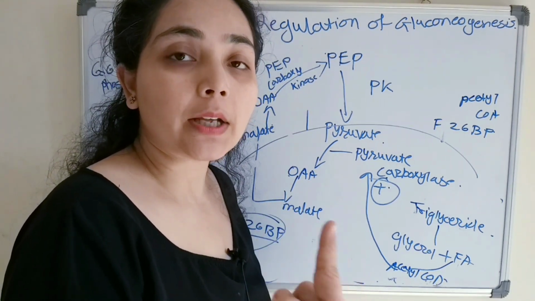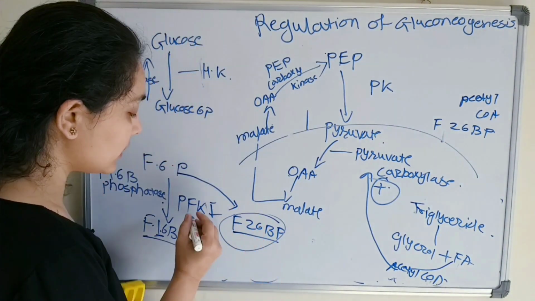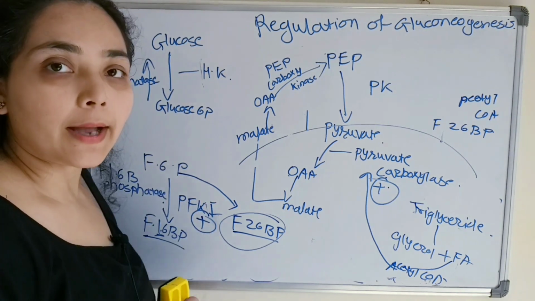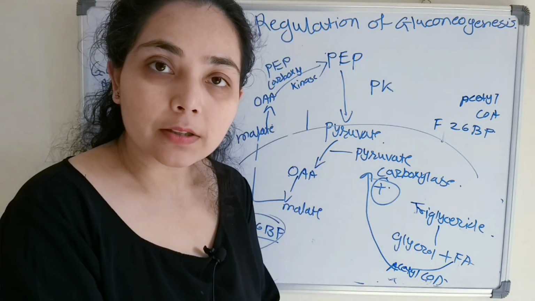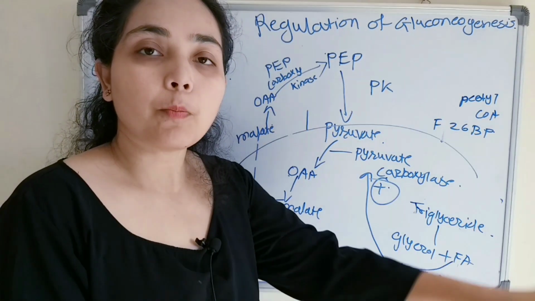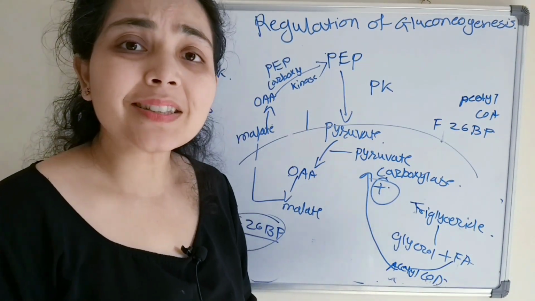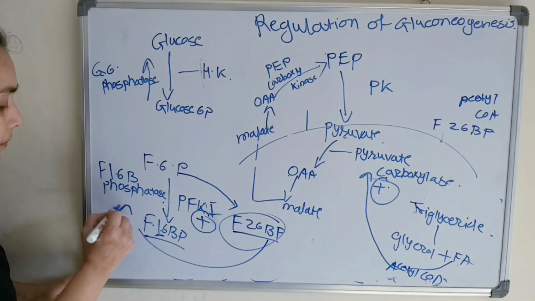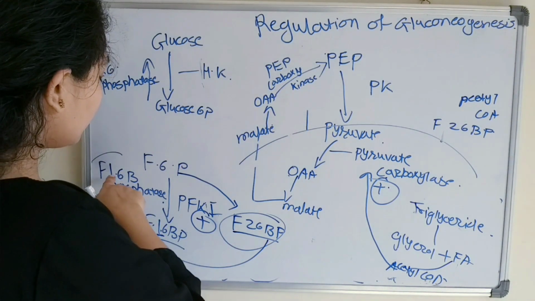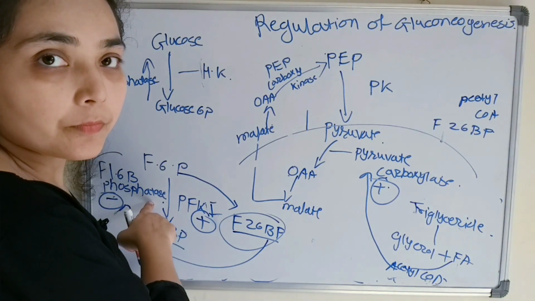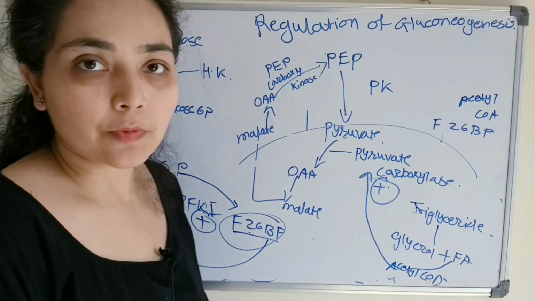What is a positive regulator? It will enhance the rate of reaction. So this fructose 2,6-bisphosphate is a positive regulator of phosphofructokinase 1. And where is phosphofructokinase 1? In glycolysis. So something which is positive for glycolysis will act as a negative for gluconeogenesis. It is simple. So this will act as a negative regulator for gluconeogenesis, meaning fructose 1,6-bisphosphatase has a negative regulator in the form of fructose 2,6-bisphosphate.